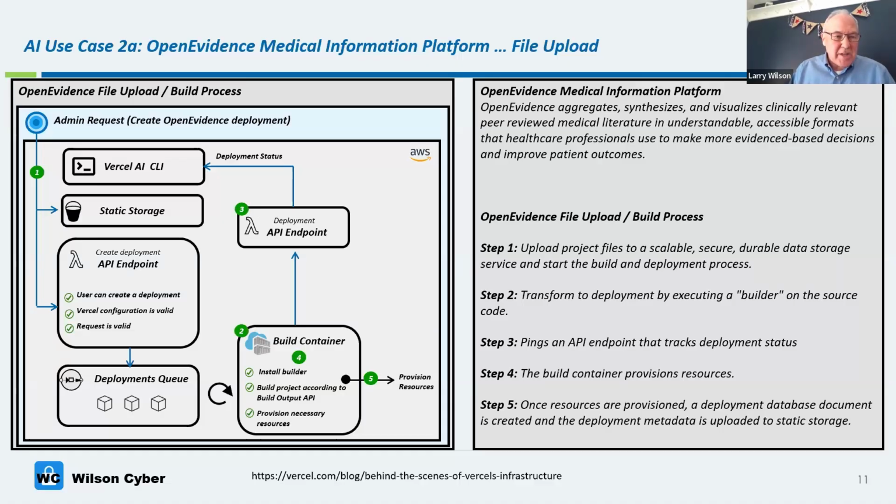So the process we see on the left is a file upload build. This is how we get the data into Open Evidence. In the next slide, I'll show you how my son, for example, as a user, gets the information out of Open Evidence. Step one, we upload project files to a scalable, secure, durable data storage.